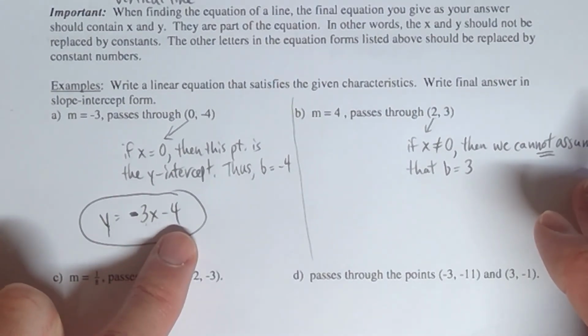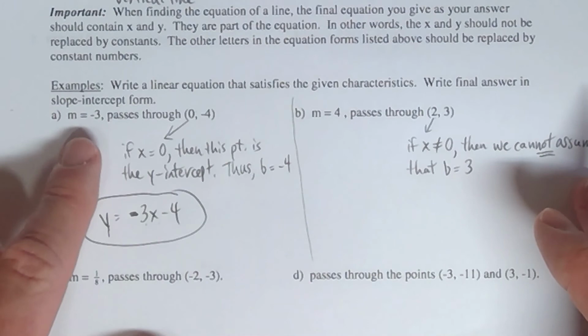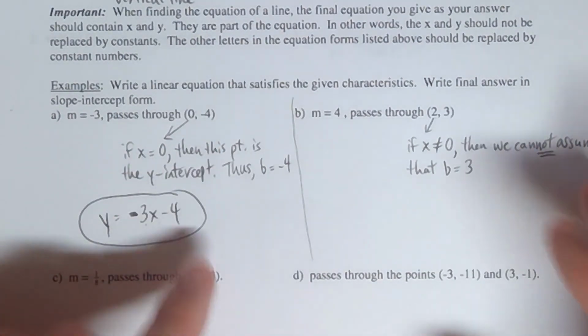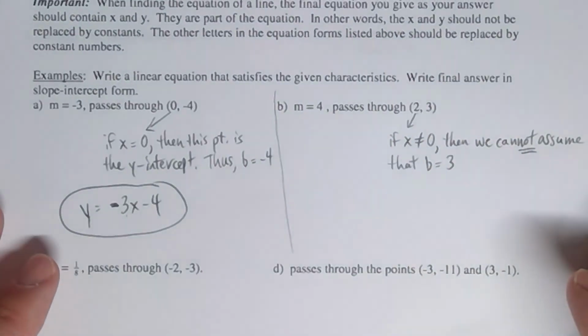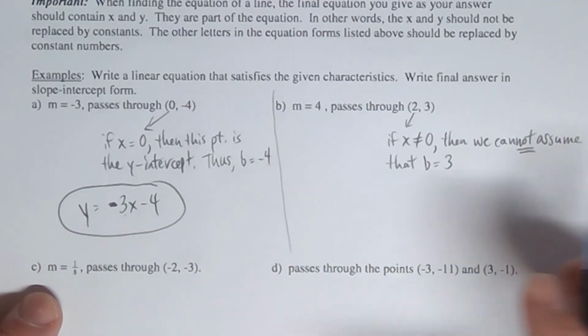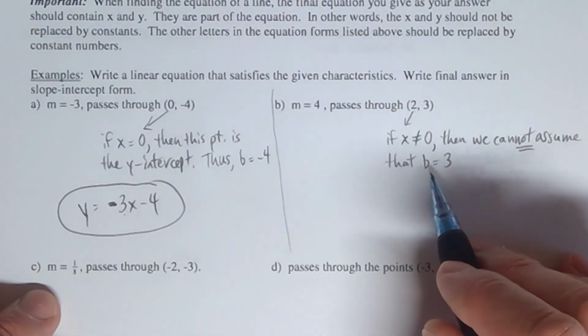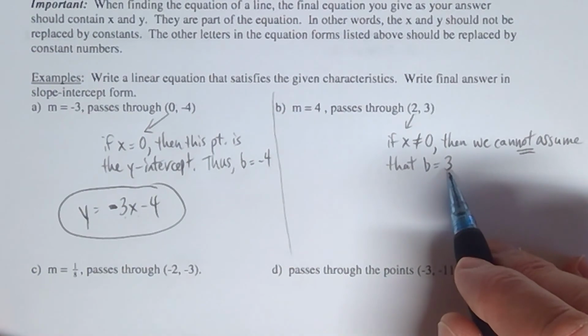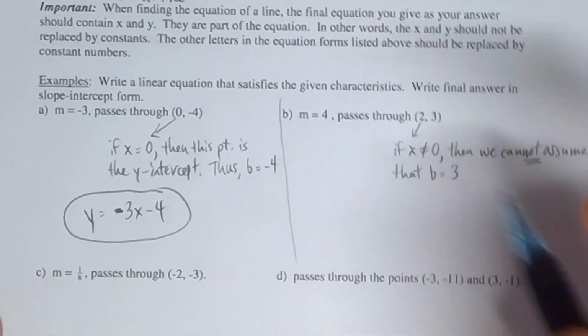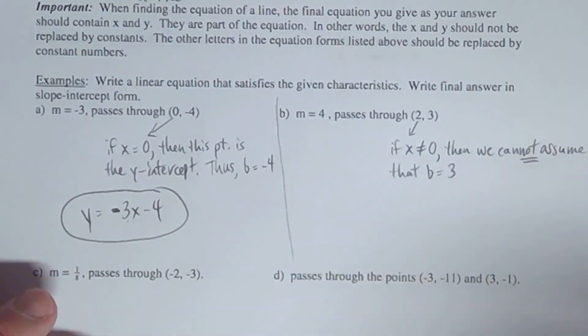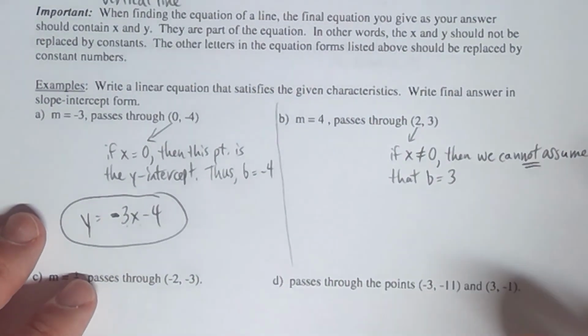The m and the b needed to be replaced by whatever they were equal to, and we did that. And so everything is complete. Okay, now, in problem B, if the B number is not allowed to be equal to 3, what do we got to do then? We already know what the M is. They tell us that at least. But we don't know what the B is.